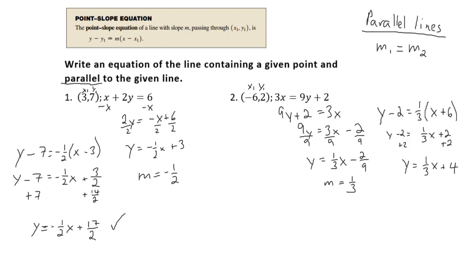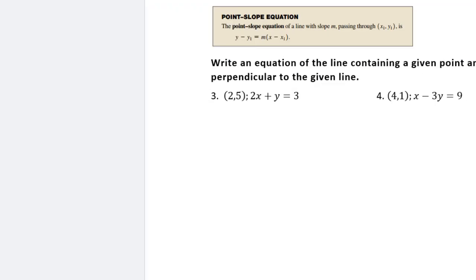So we have a slope of 1/3. When we plug in the -6 here, that gives me -2, plus 4 gives me the 2 for the y. So that is our correct equation. Let's look at the next and final example.